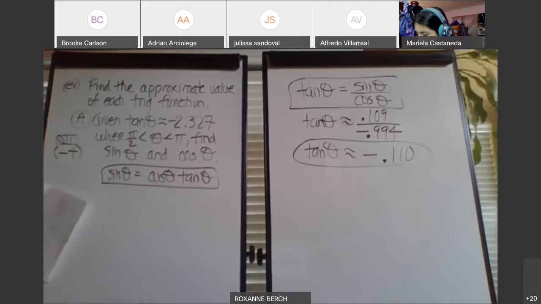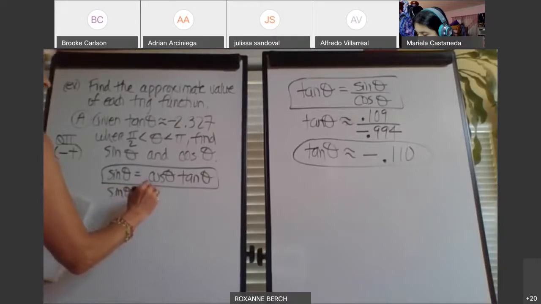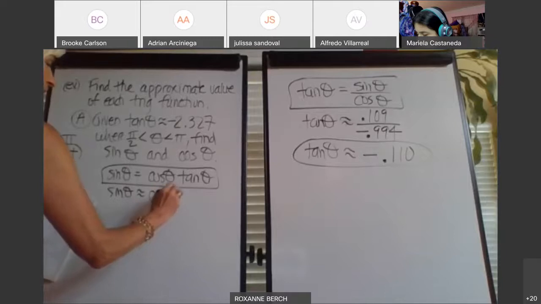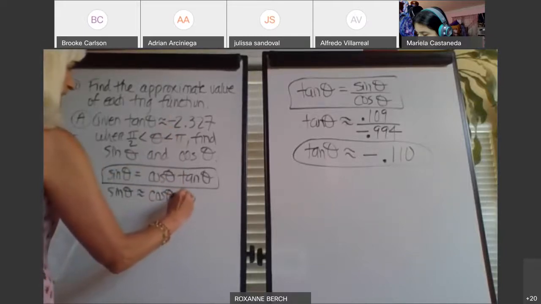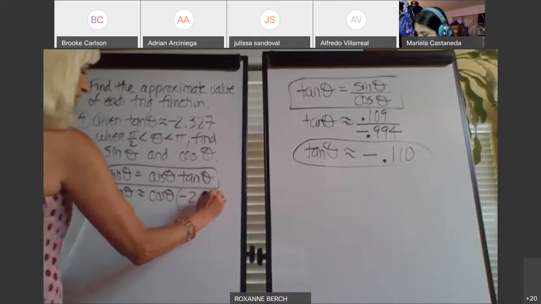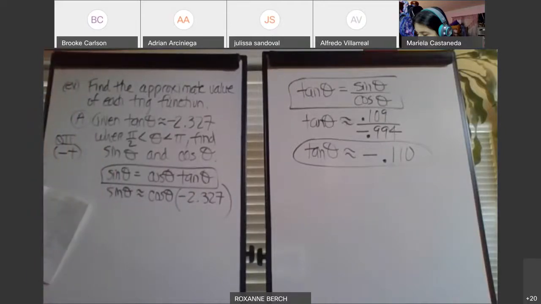Watch what I'm going to do here. I'm going to put in the value for tangent. It's going to be an approximation, by the way, because I already approximated. We don't know what cosine is, and tangent, they're saying, is negative 2.327 approximately. Right? So now I'm going to put this on the back burner. I'm just going to let it sit there for a minute, so don't forget I did that.